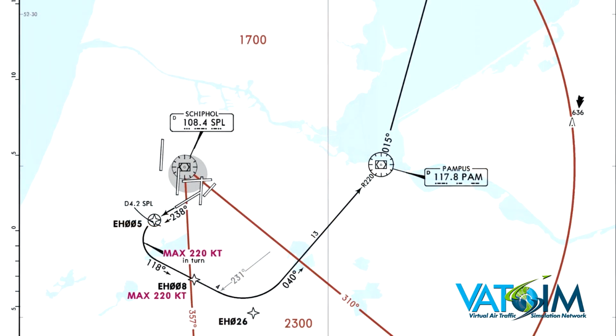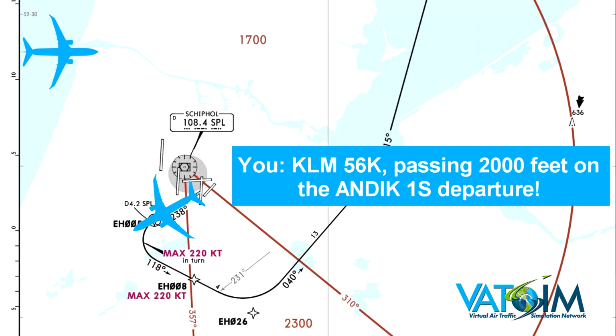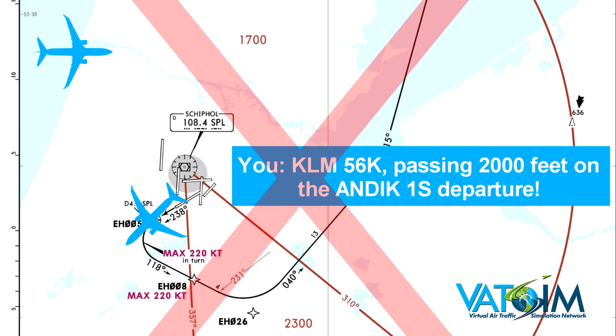Now let's say, for example, the departure control is also an approach controller, and he's dealing with some traffic that's entering the ILS of runway 18 right. Now, when you switch frequencies, you might hear something like, "KLM 123, turn right heading 150, cleared ILS approach, runway 18 right." Now, if you hear that, you should not immediately jump in. You should not say like, "Hey, KLM 56 kilo, passing 2,000 feet on the Andic 1 Sierra departure." That's not the way it works.